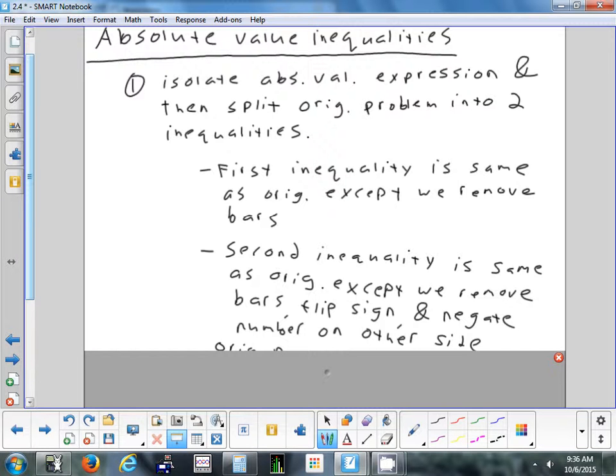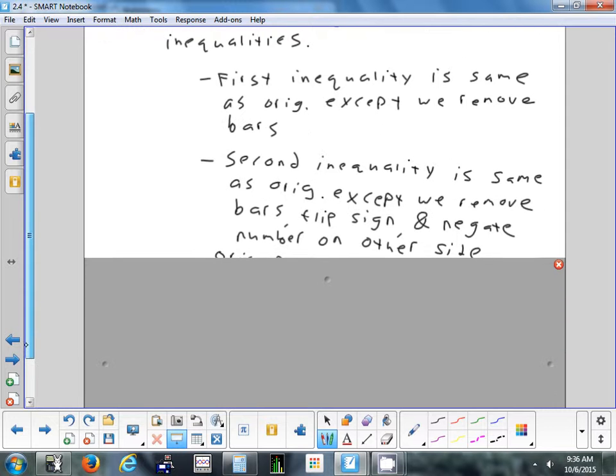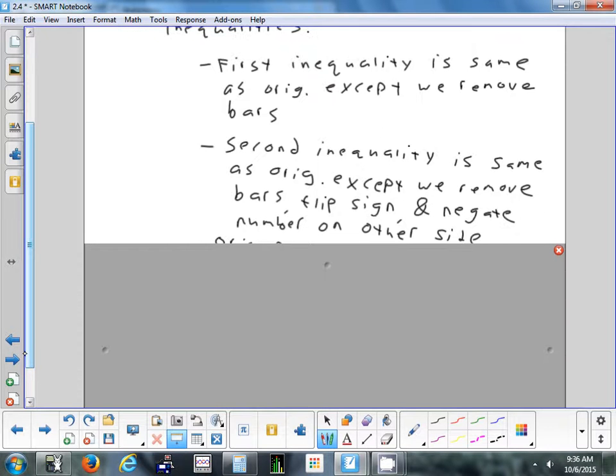For the second inequality, copy down the original, take away the bars. You're still going to make the number on the other side negative, or positive if it already was negative. Change the sign of it. But if you change the sign, you've got to flip the inequality. That's the extra step. Any questions on how to set up the two problems we're going to solve? Okay, we'll try one example.